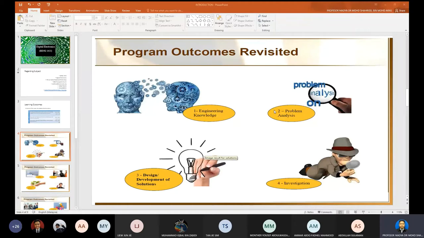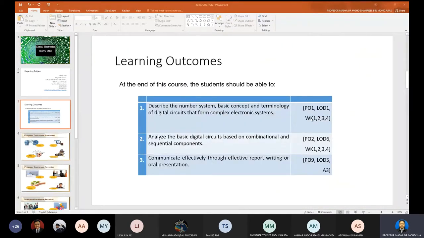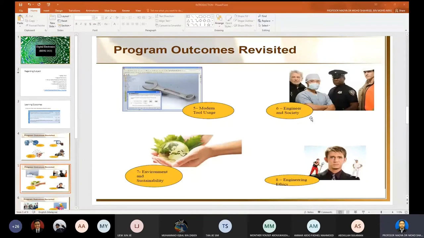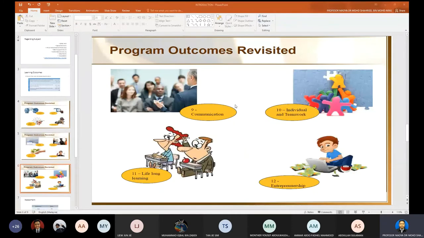For example, PO number one focuses on engineering knowledge, and PO number two focuses on problem analysis, based on every subject. Number three is design and development of solutions, number four is investigation. PO number five is modern tool usage, number six is engineer and society, seven is environment and sustainability, and number eight is engineering ethics. Number nine, you can see, is communication.